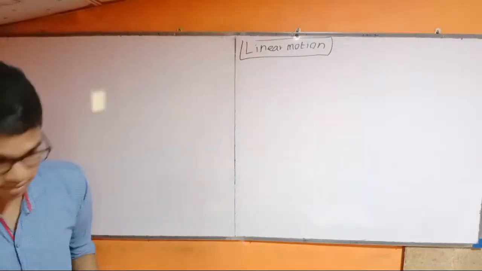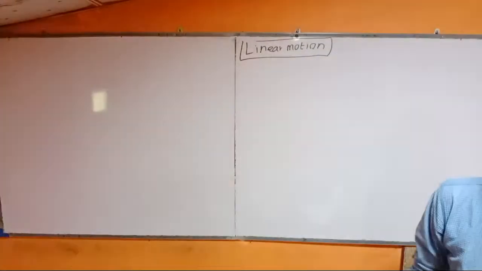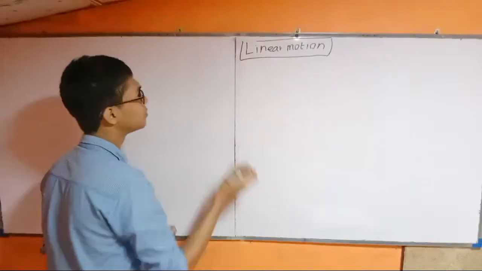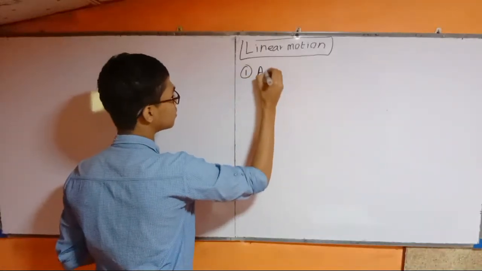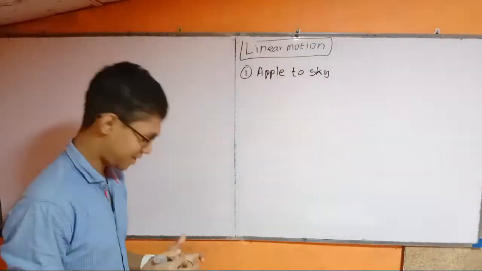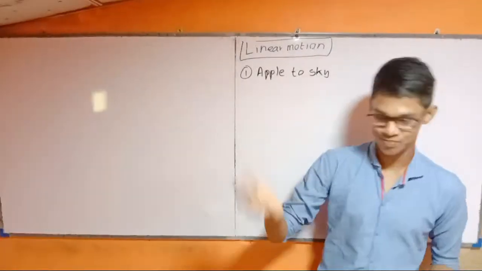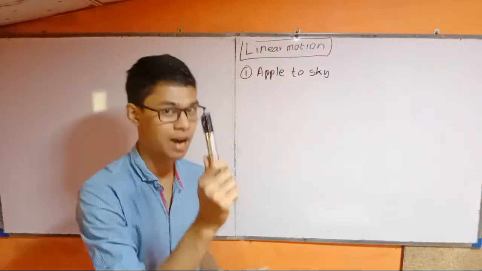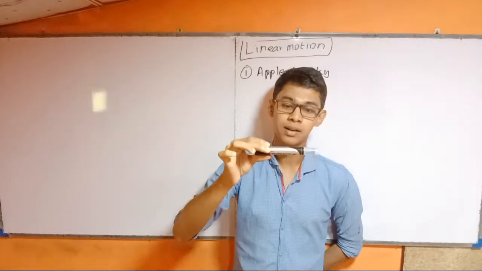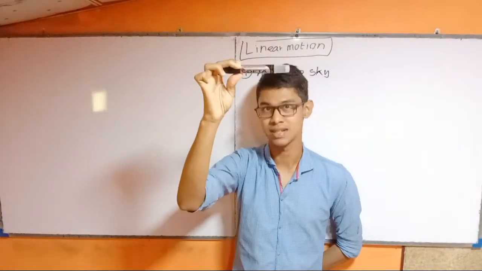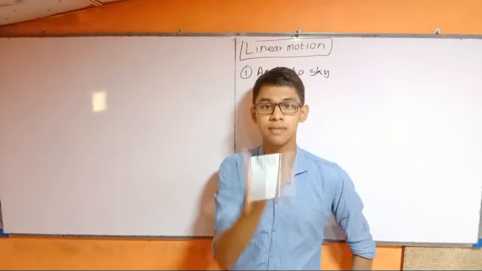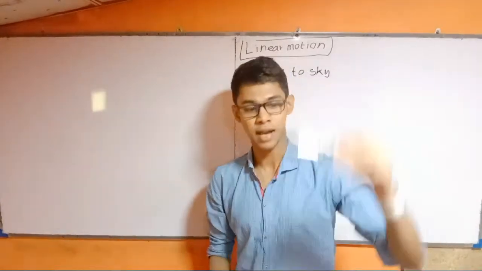Done. Then next we will look at throwing an apple up into the sky. Number 1, apple to sky. What does this mean? You take an apple and you put it up. What happens? I take this marker. When I put it up, what happens? It goes up, up, up, slows down, then comes to rest, and then falls down with acceleration, which means it will accelerate downwards. I will put this up and I will catch it. Okay? Goes up and comes down.